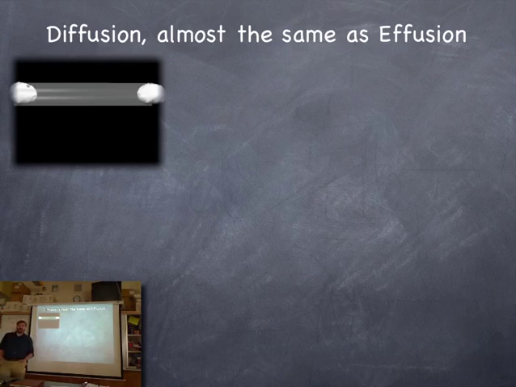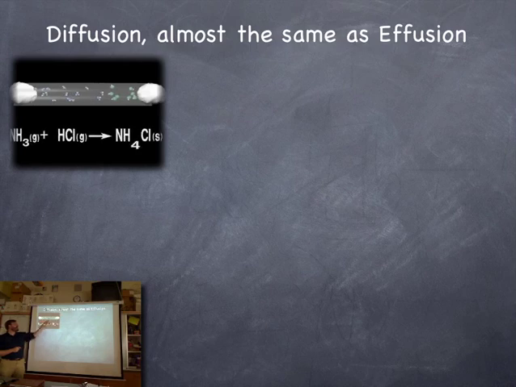Okay? So if we started with some ammonia on this side and hydrochloric acid over here, the two would volatilize, and we'd get gases. The heavier hydrochloric acid moves slower than the light ammonia, and when they hit, they form a solid. They'll hit and form a solid, and you'll actually see smoke forming a ring.